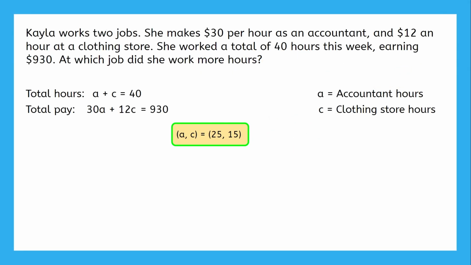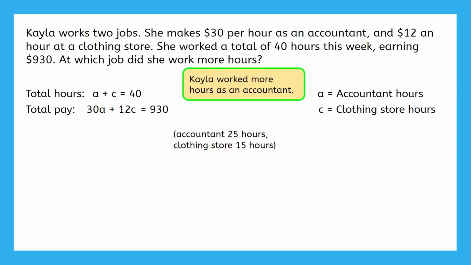So we've got an answer, but what does it mean? Well, it's a good thing we defined the variables. That solution says that Kayla worked 25 hours as an accountant and 15 hours at the clothing store. But have we answered the question yet? Not quite, but almost. At which job did she work more hours? She worked more hours as an accountant.